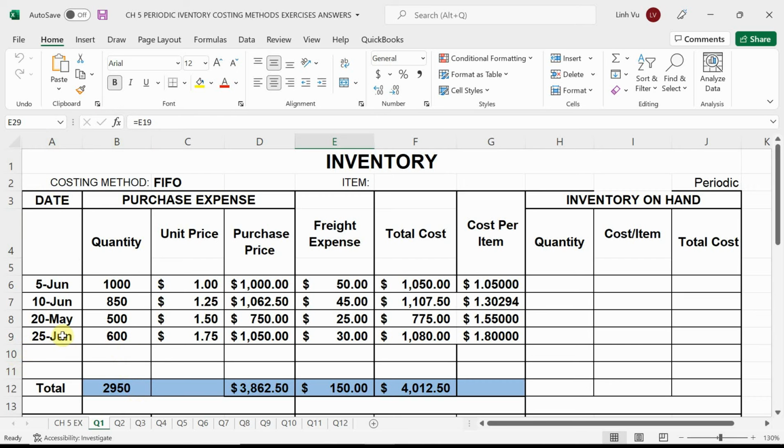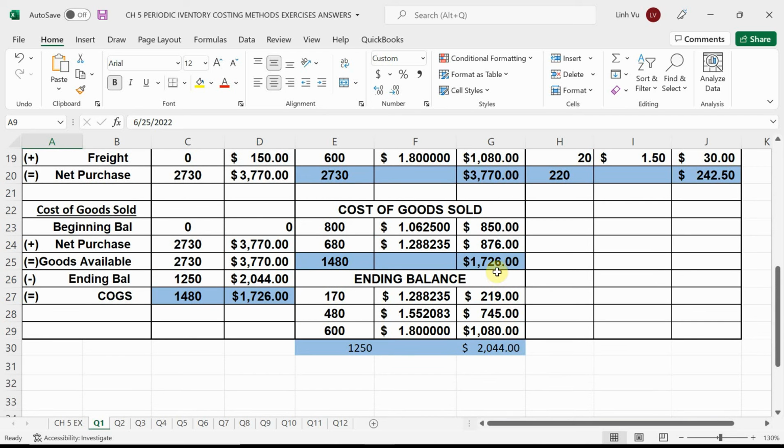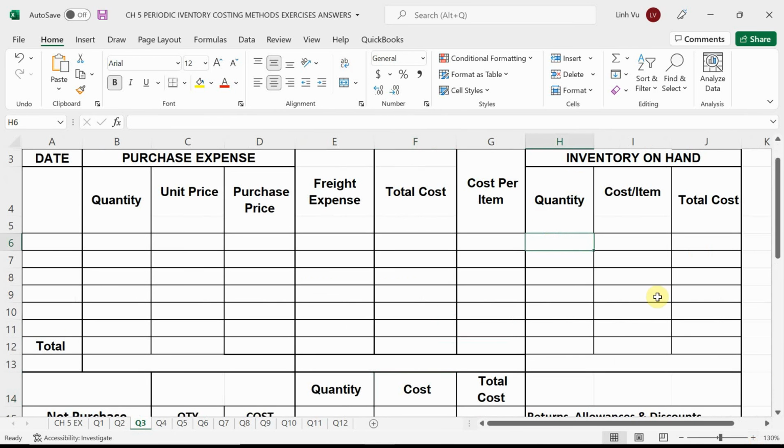Taking a look at our batches of inventory when we purchased them, we purchased the last one on June 25th, and the one before that on June 20th. The one before that, on June 10th, has 170 remaining. So we need to carry all 3 values in the exact order over into our inventory worksheet on hand: 170, 480, and 600.